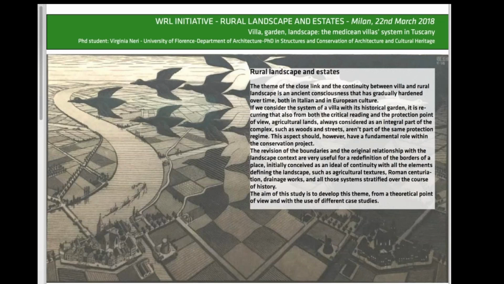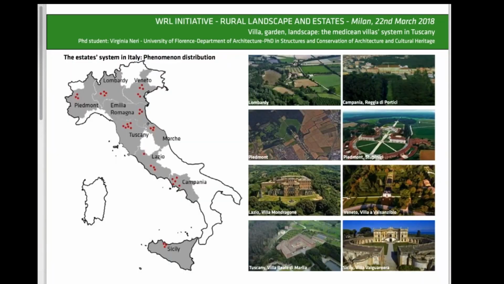In fact, for example, in Tuscany, the suburban villas around Florence are protected, but we can't say the same for the landscape, which has been strongly transformed, especially during the last century, the 20th century. But I begin from a general view of the different estate systems we can find in Italy.